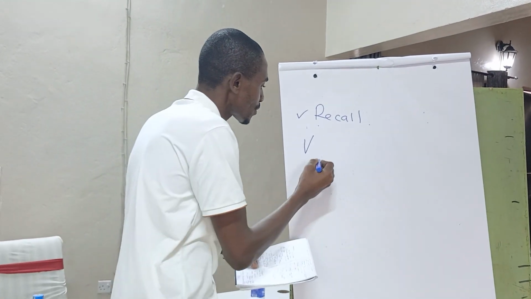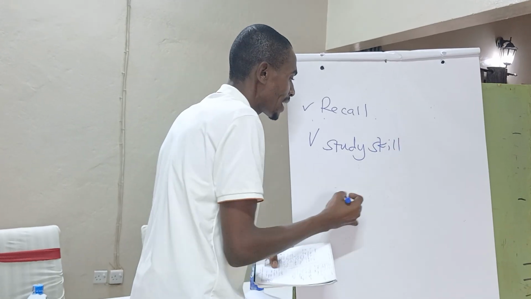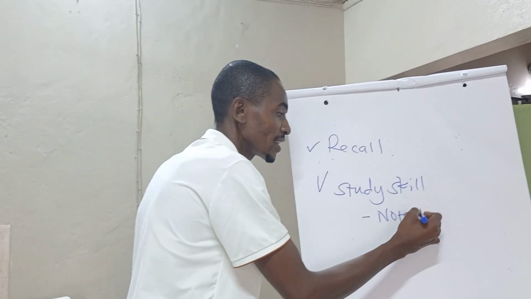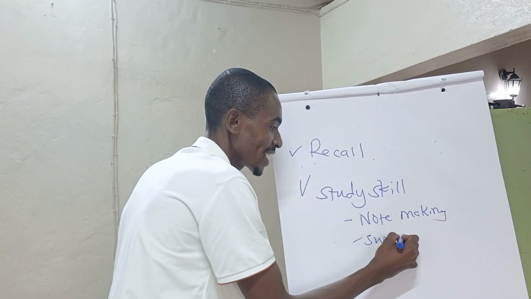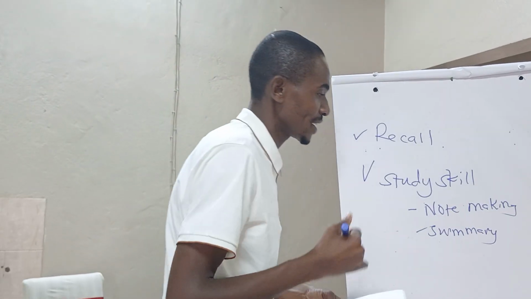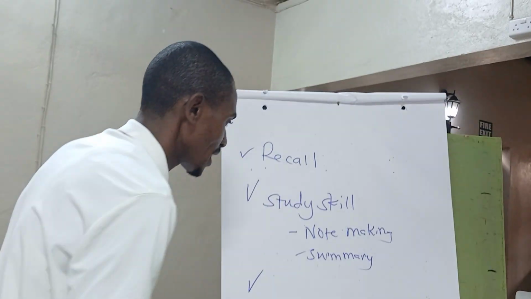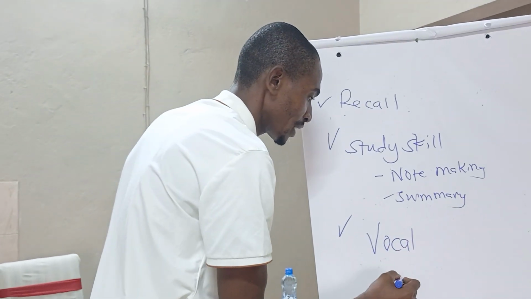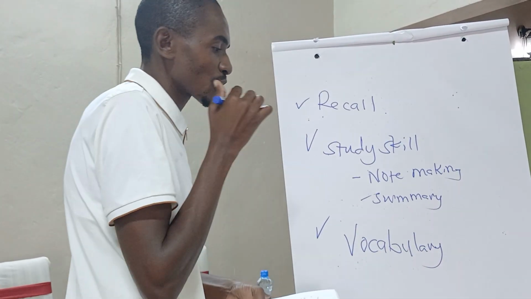Apart from this, there is a question on study skills. Let's remind our learners how to write notes well: note making, and doing the summary. Our time is much spent, but we can advance to the other question. The last question, which I want to mention here, is the question on vocabulary. That's the last question now.